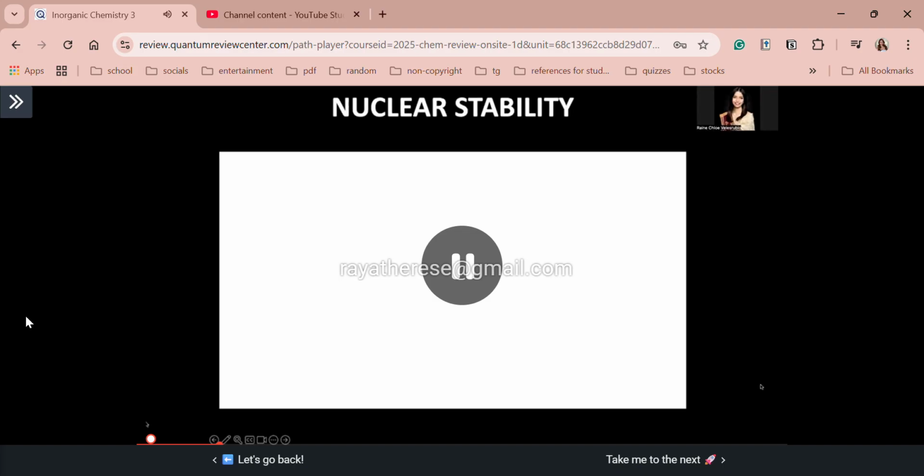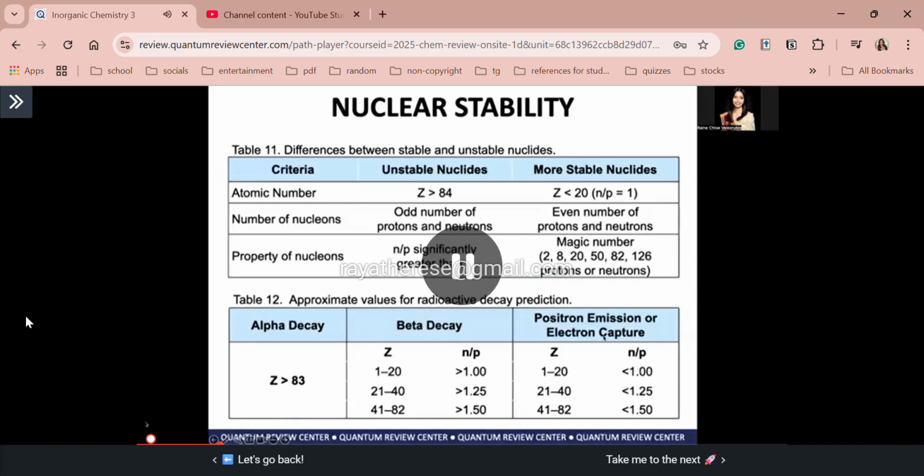Okay guys, so let's proceed since we now know the basic concept of nuclear stability. So now, how do we exactly determine the nuclear stability? How do we know if a nuclide will undergo radioactive decay or not? This is through 1, the number of nucleons, and 2, the neutron to proton ratio. Okay, so kailangan natin guys, mahanap yung number of neutrons and number of protons to get the neutron to proton ratio. So table 11 summarizes certain characteristics of stable and unstable nuclides para madali niyong maspot.